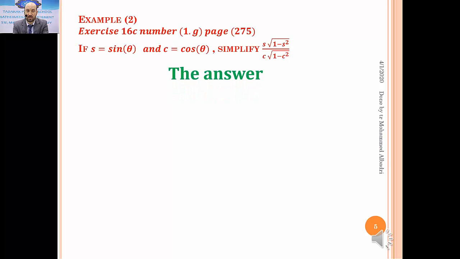For the next example, exercise 16c number 1g page 275: if s equals sine theta and c equals cosine theta, simplify the relation of s times the square root of 1 minus s square over c times the square root of 1 minus c square. It's easy now. We are going to replace each letter by the relation.